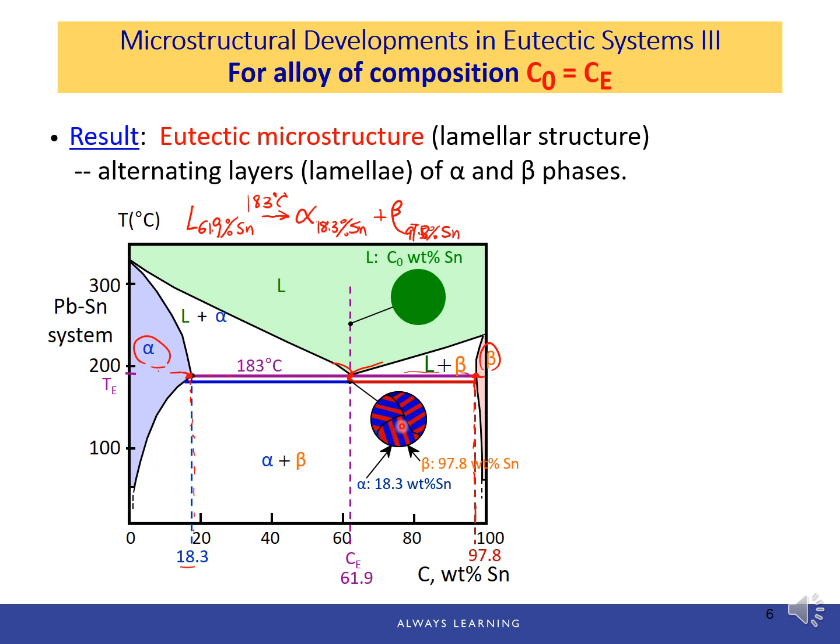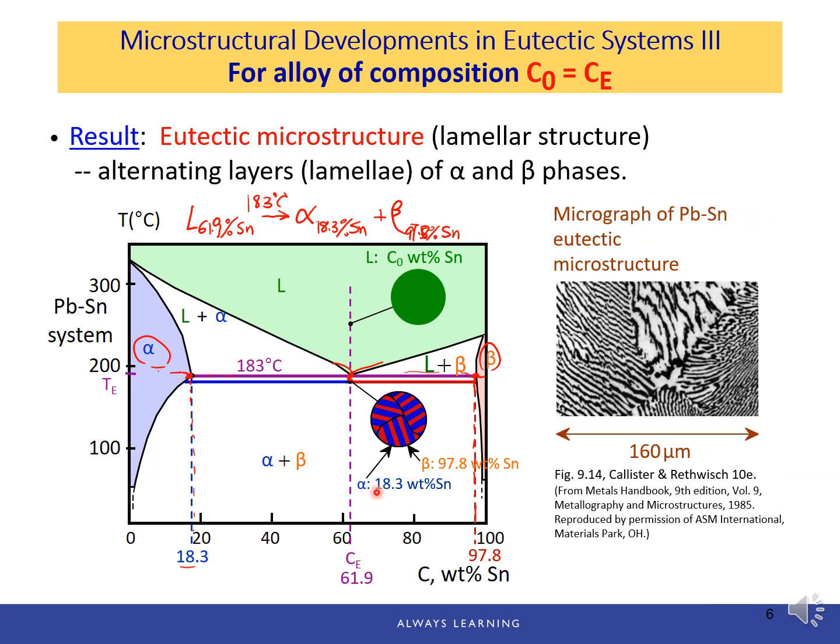With this layered structure, the lead and tin atoms move more easily into their corresponding phases, because alpha phase is primarily lead, with only 18.3% of tin in it, but beta phase is primarily tin with a little bit of lead. So alpha is a solid solution of lead with tin, but beta phase is the solid solution of tin with lead. This is the micrograph of the lead and tin eutectic microstructure. Again, you can see those layers. This lamellae structure is a characteristic of numerous other eutectic systems. A lot of eutectic systems have this lamellae structure or microconstituent.